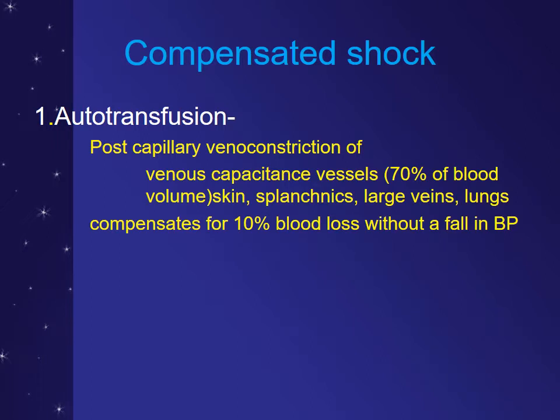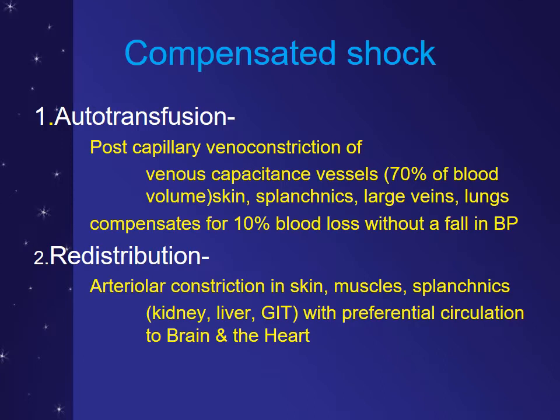So one of the first things to happen at a very early stage of hemorrhagic shock is autotransfusion, where the patient will be transfused with the patient's own blood. So where is this blood coming from? We know 70% of blood volume of the patient is in venous capacitance vessels. Therefore, by post-capillary venoconstriction of venous capacitance vessels like in skin, splanchnics, large veins, and lungs, this autotransfusion can compensate for about 10% of blood loss without a fall in blood pressure of the patient.